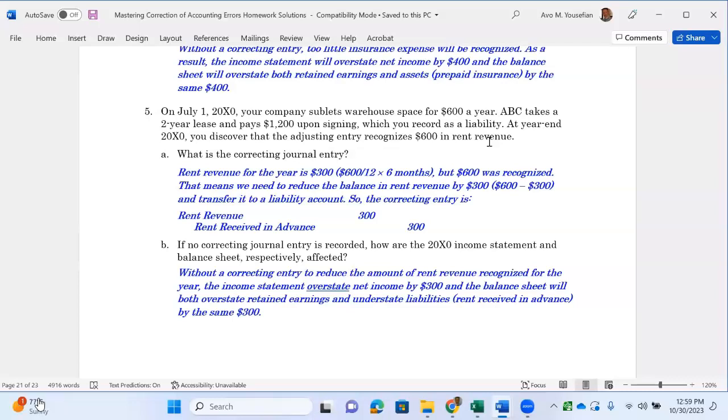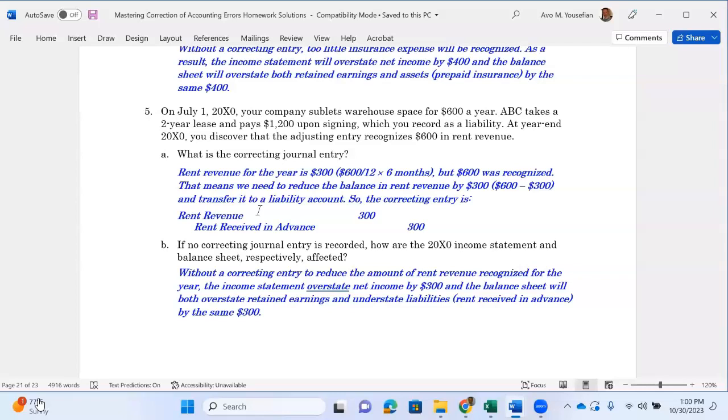So 6 months times 50, that's $300. So $300 of rent revenue should be recognized, right? But the adjusting entry recognized $600 in revenue. That's too much. So what is the correcting entry? Rent revenue should be only $300, which is just 6 months, July through December. But $600 was recognized, so we need to reduce the balance in the rent revenue by $300.